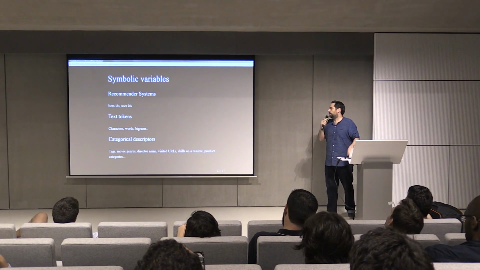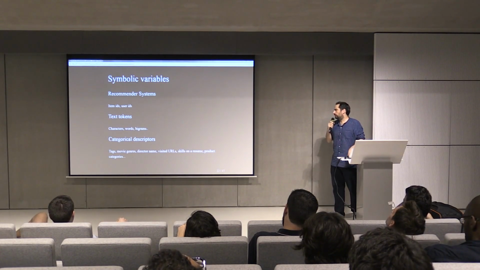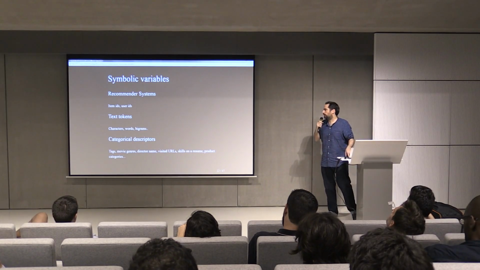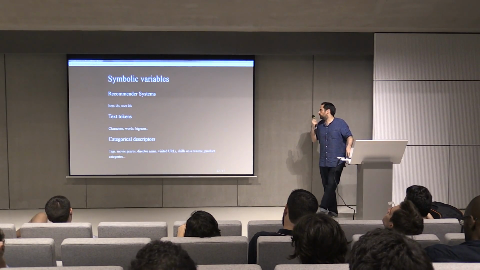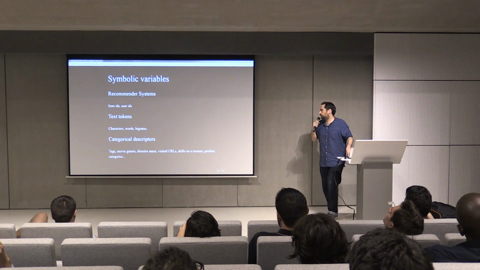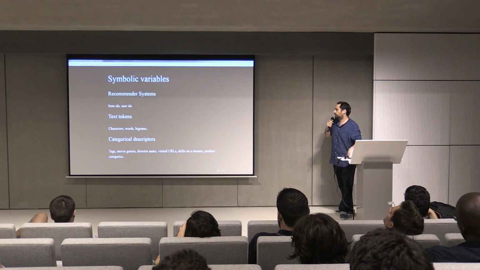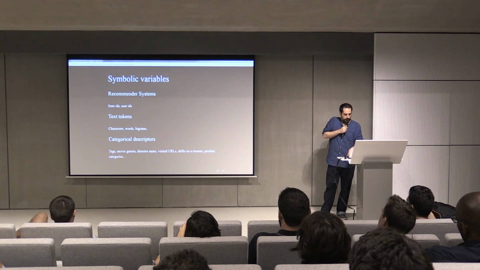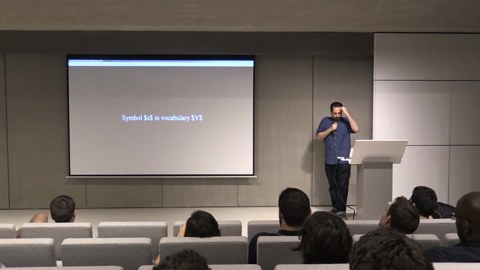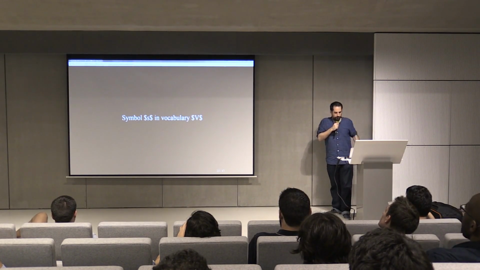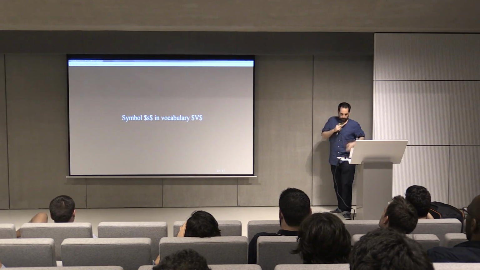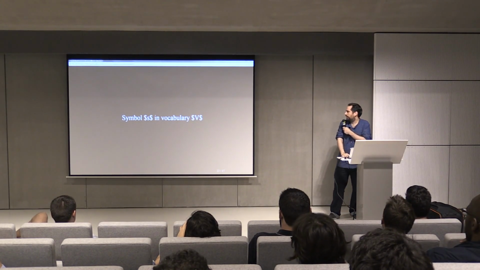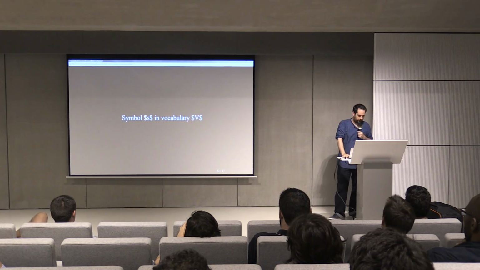Any kind of categorical descriptor will induce the same problem, like tags for describing items, movie genres, director names, visited URLs, skills on a resume, product categories, and so on. So as a notation, we say that we have a symbol S in a vocabulary V. This is the kind of terms that we use for NLP, but we will use them for a recommender system.